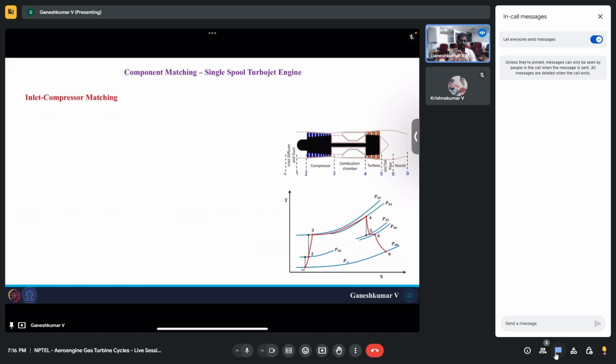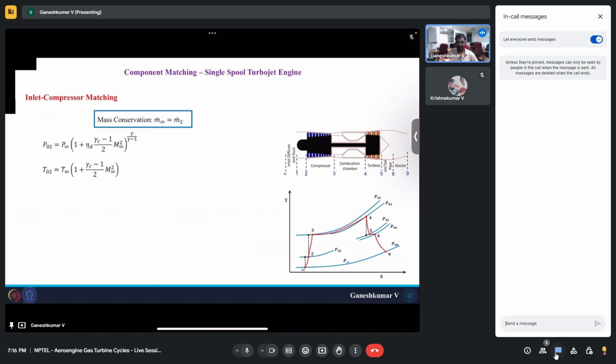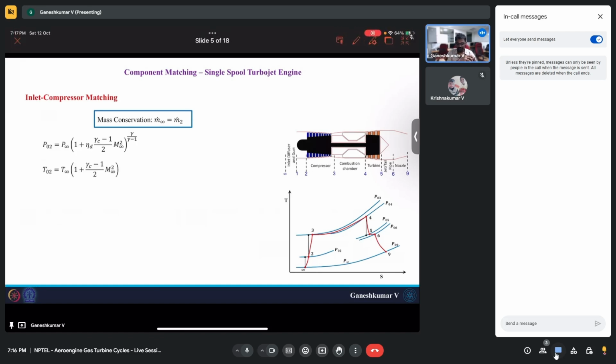The first component that we have is inlet and compressor, and you are trying to match this inlet and compressor. The only thing happening between these two components is the mass flow from inlet to compressor, and based on mass conservation, whatever mass enters the inlet should enter the compressor, because this is a simple turbojet engine. For the inlet we know P02 and T02 can be found based on M infinity, and if M infinity is given, it is going to be straightforward for you to find out.